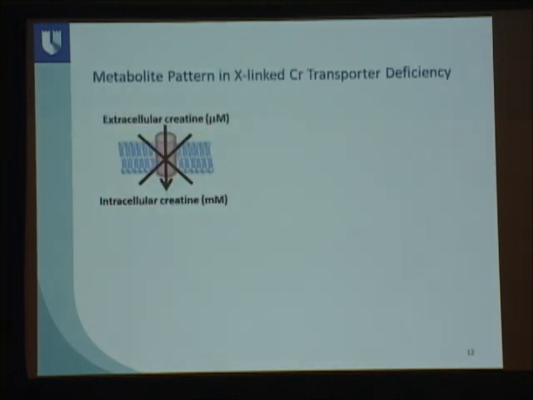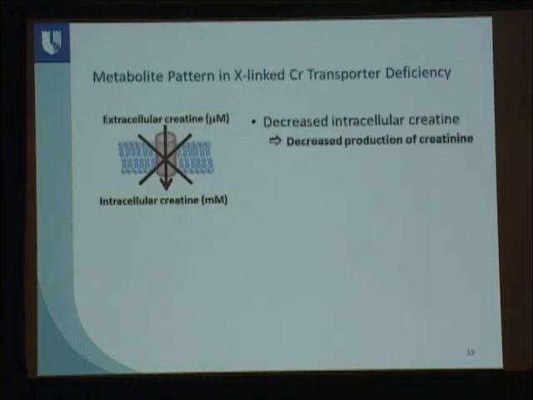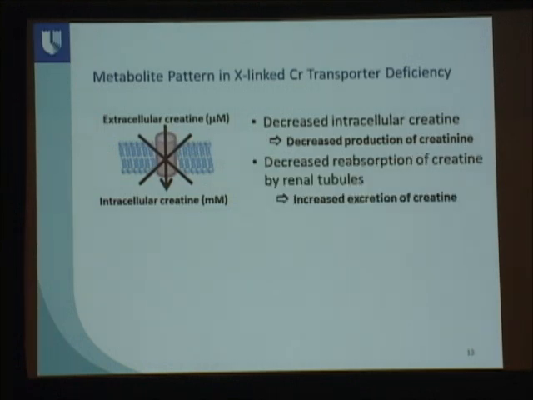For the transporter, the pattern is different. It's related to the fact that you have a decreased pool of creatine in the muscle, and this reduces the amount of creatinine that's produced every day. So your creatinine production and excretion in the urine is low. Also, the kidneys cannot transport creatine that spills out into the urine back into the blood.